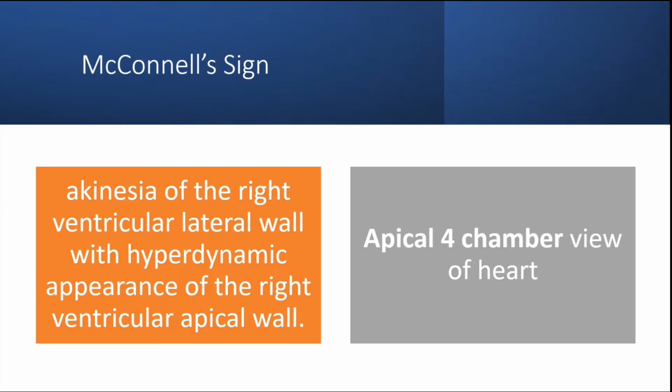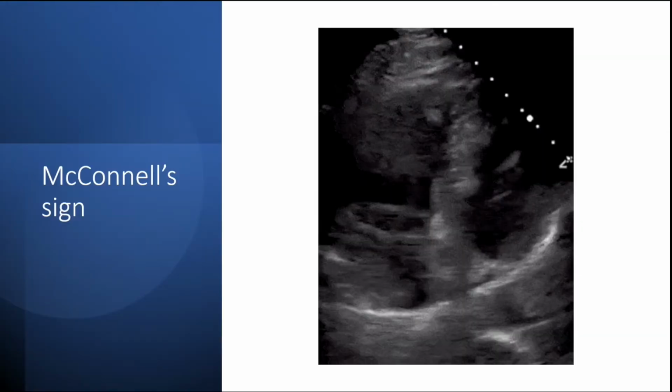The next sign I'm going to talk about is McConnell's sign. It basically means akinesis of the right ventricular lateral wall with a hyperdynamic appearance of the right ventricular apical wall. This can be seen under the apical four-chamber view. So this is the McConnell sign. We can see the hyperdynamic apex here.